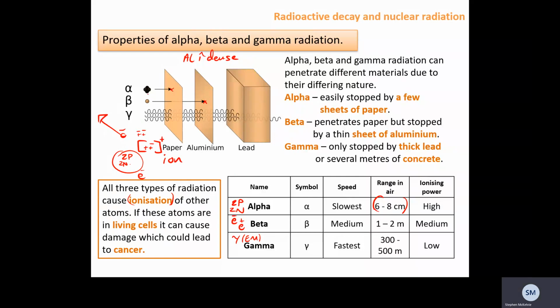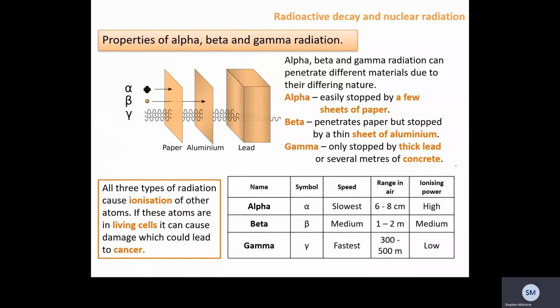Gamma rays, beta emission, and alpha emission are all ionizing. If this radiation interacts with living cells, it can cause damage to the cells, which could lead to cancer. Specifically, if the DNA inside our cells is ionized, then we can get cancer.